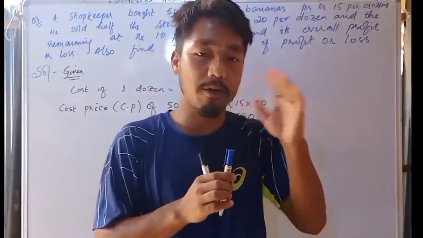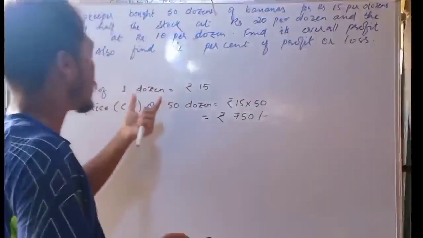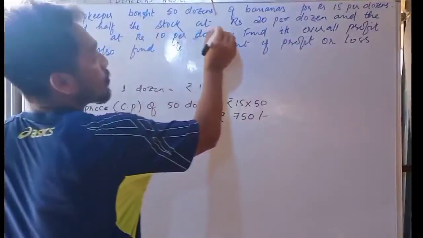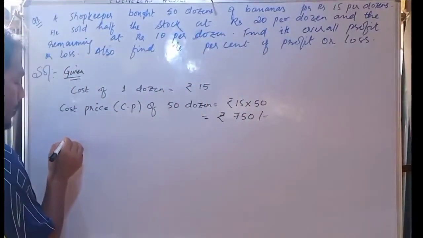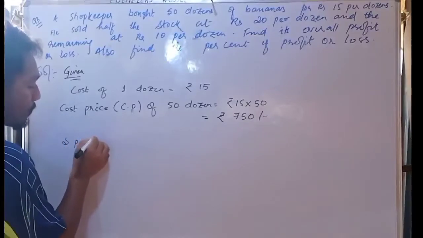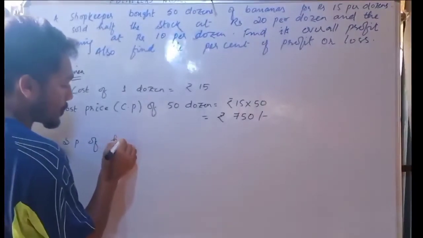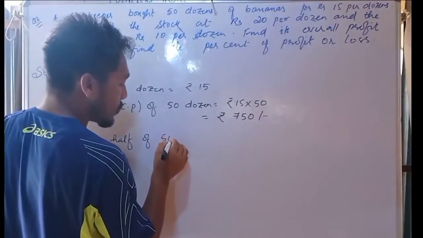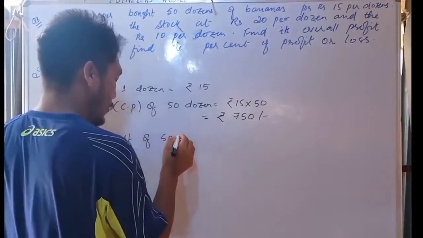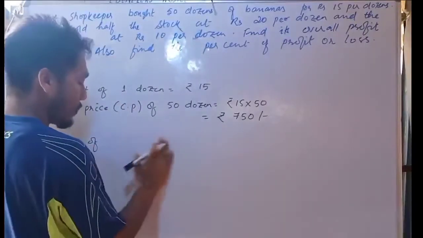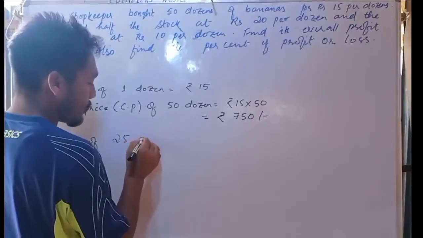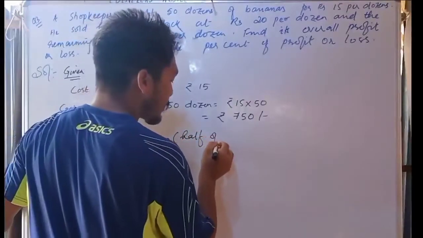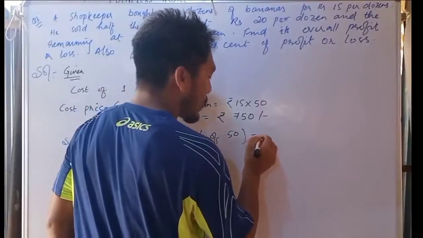Now we sell the 50 dozen in two equal halves. 50 in equal halves means 25 and 25. So first of all, the selling price of half the stock. Half stock means half of 50, that is 25. Half of 50, that is 25.